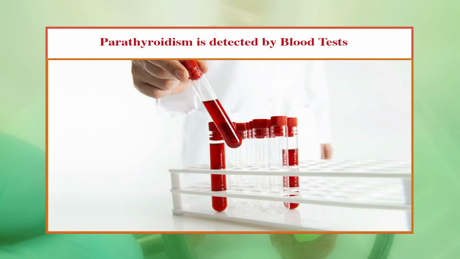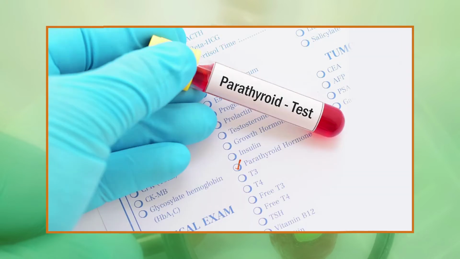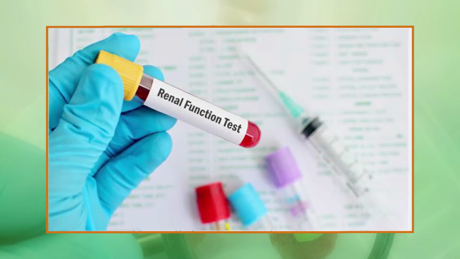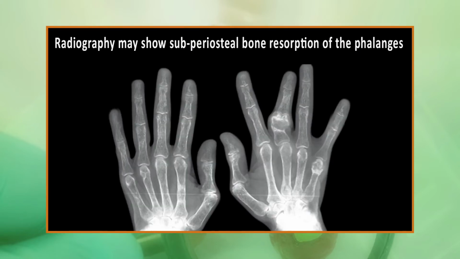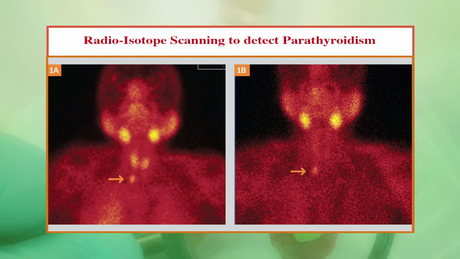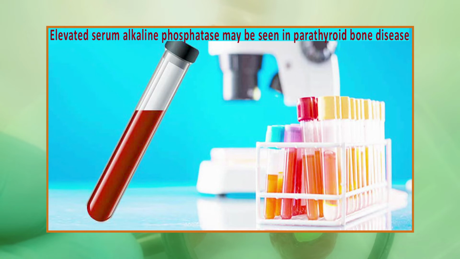It's investigated by blood tests measuring fasting serum calcium and phosphate. This will show raised serum calcium and reduced serum phosphate. Measuring blood parathyroid hormone, which is increased. Measuring renal function. This is often normal but should be measured as a baseline. Radiography may show subperiosteal bone resorption of the phalanges. Now, radioisotope scanning or ultrasound of the parathyroid glands to detect adenomas. Elevated serum alkaline phosphatase may be seen in parathyroid bone disease.